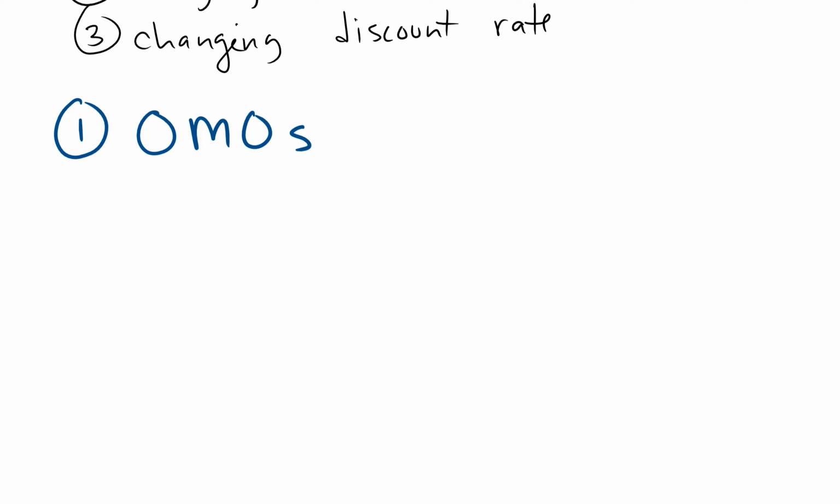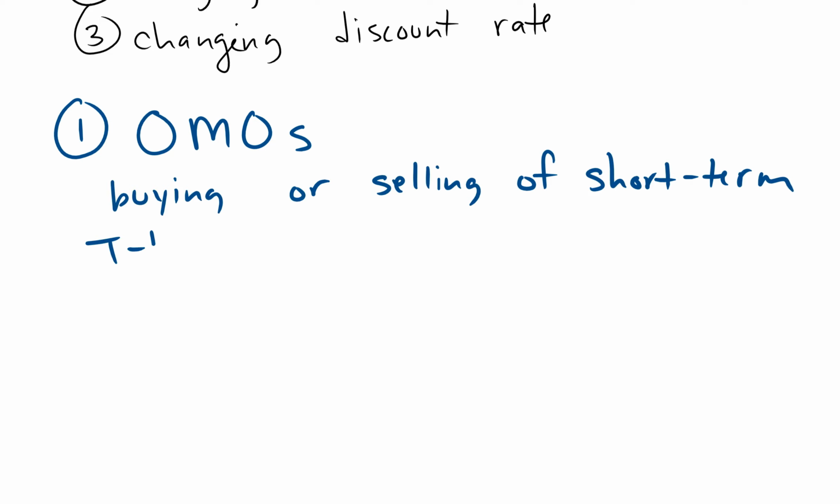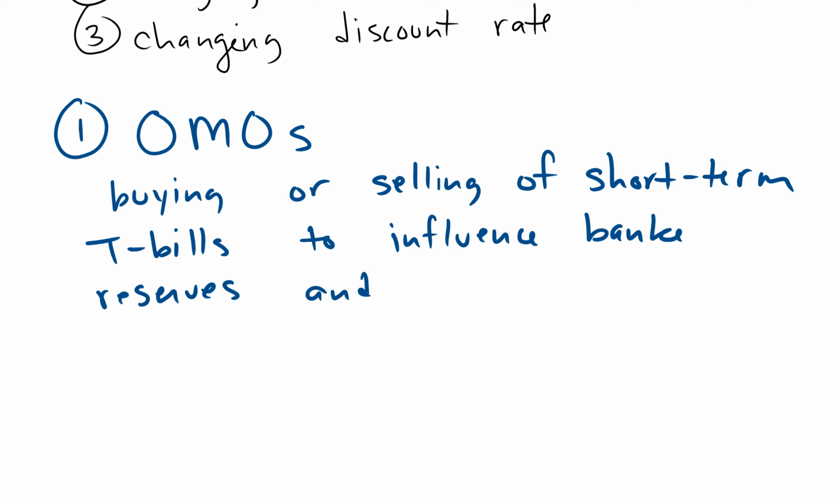And what is it? This is the buying and selling of short-term T-bills to influence bank reserves and interest rates. Okay, so they use these short-term assets, and the central bank buys them or sells them, and this influences the bank reserves and also the interest rates.